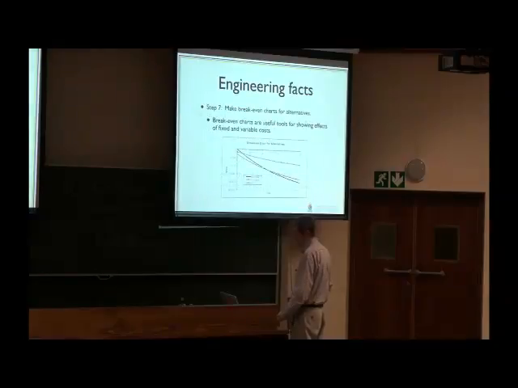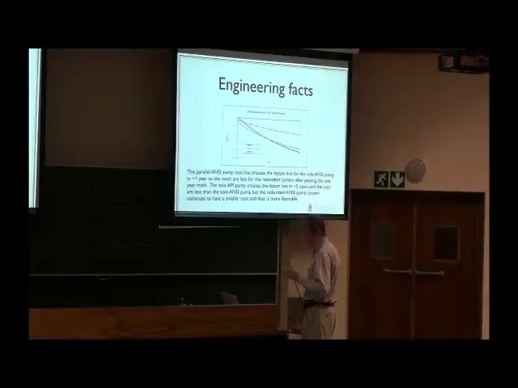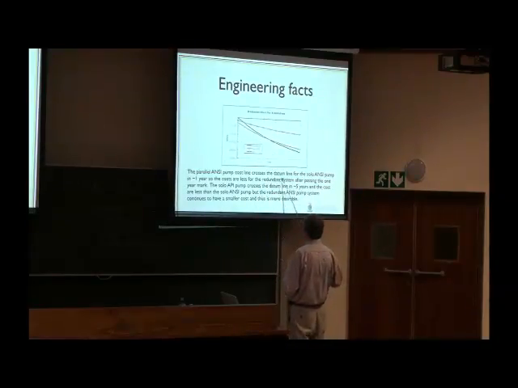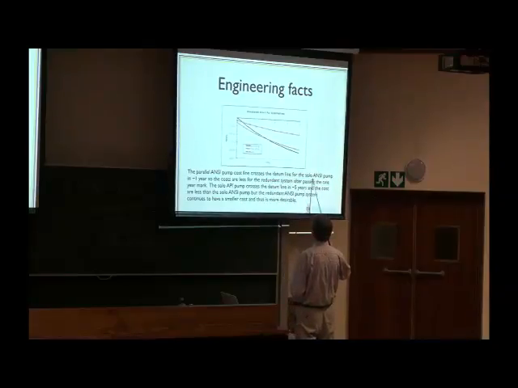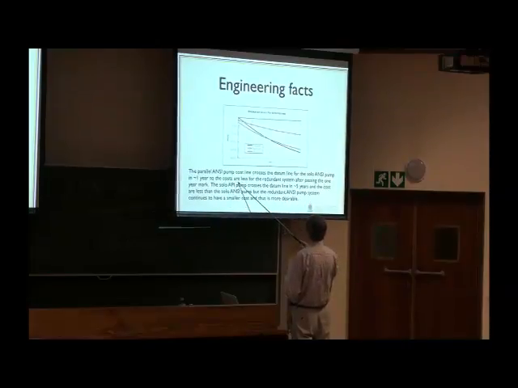And then step 7, make break-even charts for alternatives. Break-even charts are useful tools for showing effects of fixed or variable costs. And if you look at that one, the parallel ANSI cost line is that one there, that purple one there. So what he's talking about crosses the datum line for the solo ANSI pump. Solo ANSI pump is the black one in 1 year, so that the costs are less for the redundant system after passing the 1 year mark.